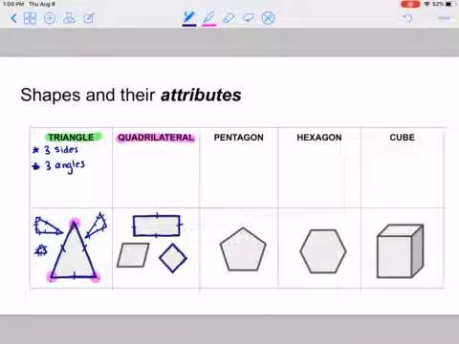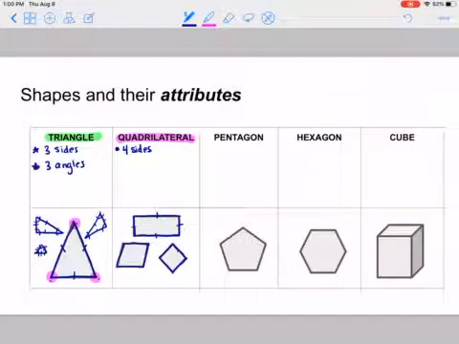Okay, let's think about this one. 1, 2, 3, 4. So what did all of those have in common? How many sides did they have? There were 4 sides.